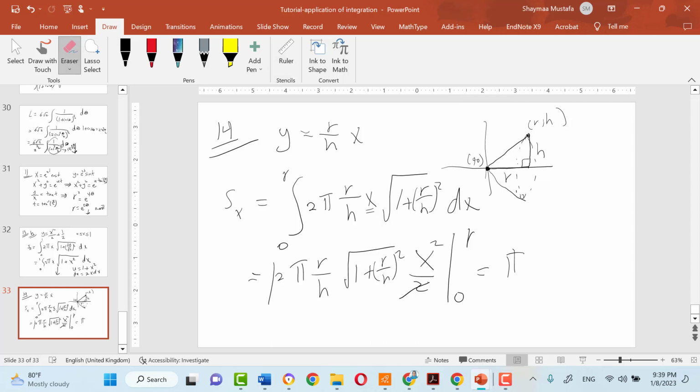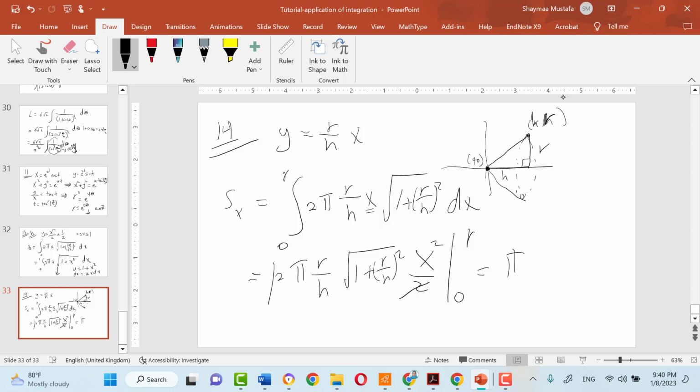Okay, I think there is a mistake here. This one should be the radius. This one should be r. Okay, sorry. So this one should be the radius r, and this one should be h. So the point here is (h, r).